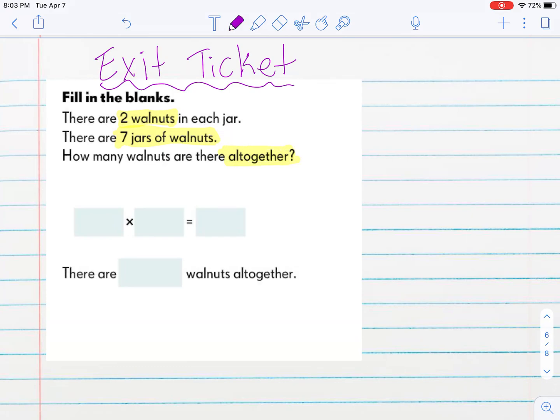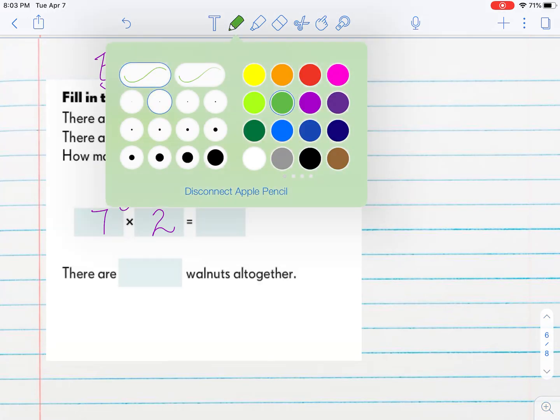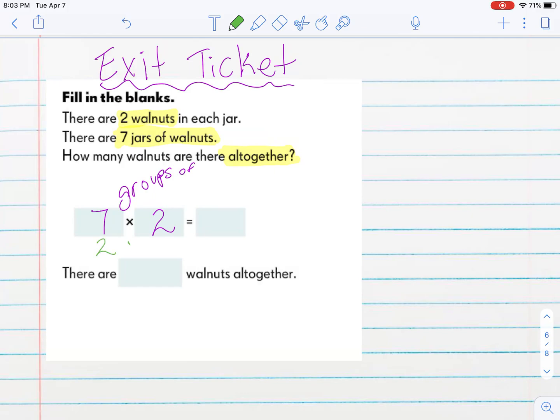Okay, so we have 2 walnuts in each jar, and there are 7 jars. So there are 7 groups of 2 walnuts. Okay, remember that if you want to, you can switch these 2 numbers. Okay, that is not the wrong answer. So if you have that down, these are the same, right? All we did is switch the order. These are equal. Okay, and that's acceptable with multiplication.